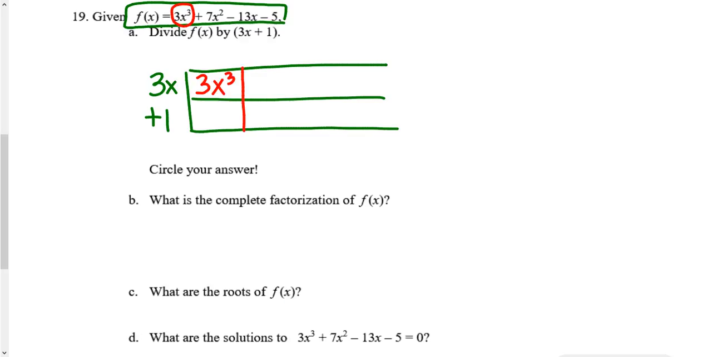So what number must have been on top? What number times 3x is 3x cubed? That's just x squared. x squared times 1 is positive 1x squared. How many x squareds am I supposed to have? I'm supposed to have 7x squareds. I only have 1, so I need 6 more.